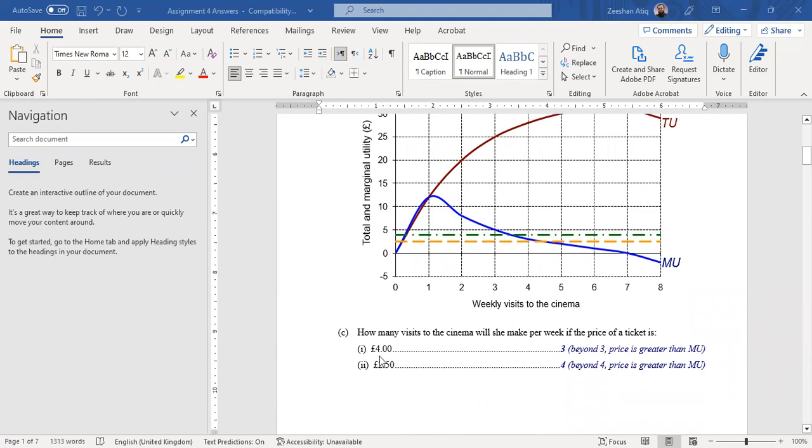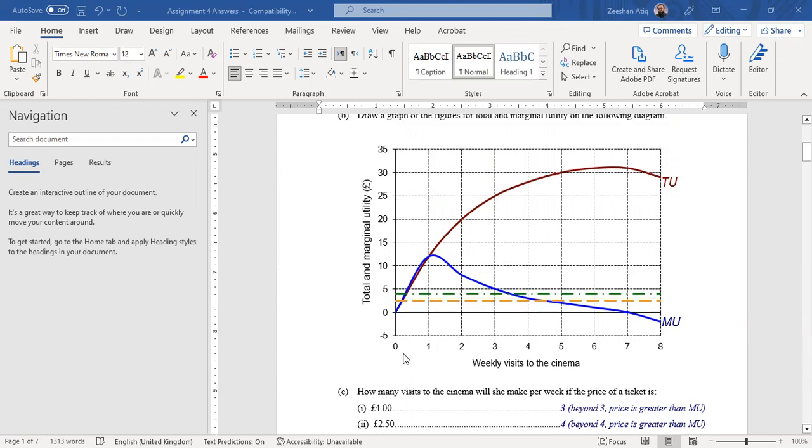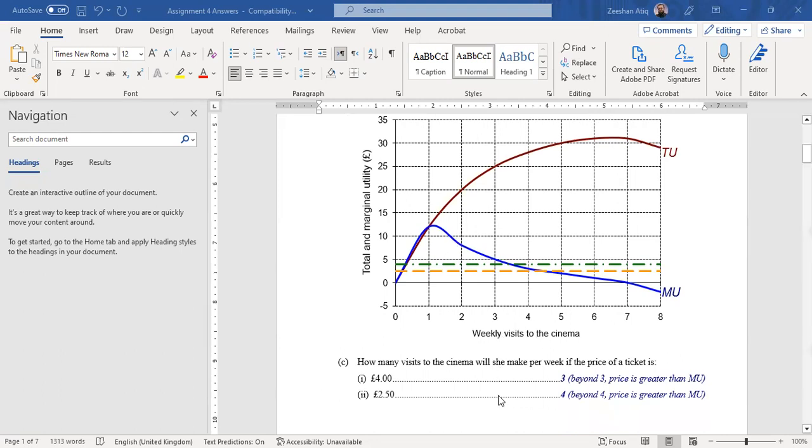Now the question is, the C part of this question: how many visits to the cinema will she make per week if the price of the ticket is £4 and £2.50? Now the £4 and £2.50 show the marginal cost. And the marginal benefit of visiting the cinema is represented by the marginal utility that a person gets from visiting the cinema. So the person will be maximizing his or her utility at the point where the marginal cost is equal to the marginal benefit.